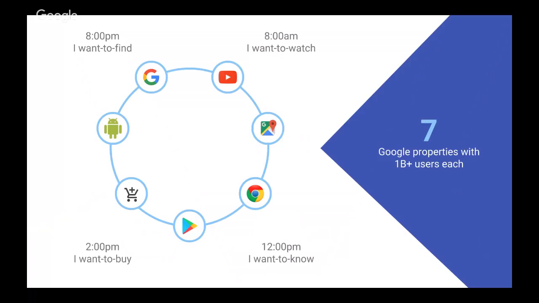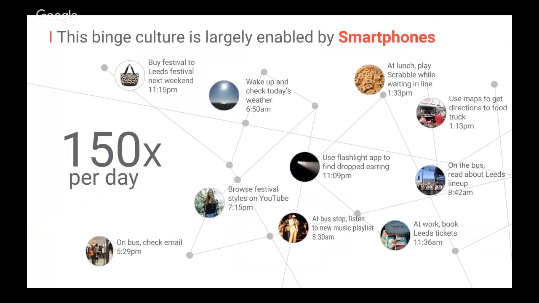The first step in finding your highest value customers is understanding your audience based on their intent. At Google, we have 7 properties, each with 1 billion or more users, which means we have billions of signals to help users understand what their audiences are interested in and what their intent is. And smartphones are the gateway for daily information. People check their phones 150 times a day. That's a huge amount of immediate engagements and signals.